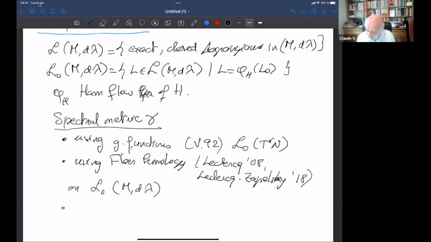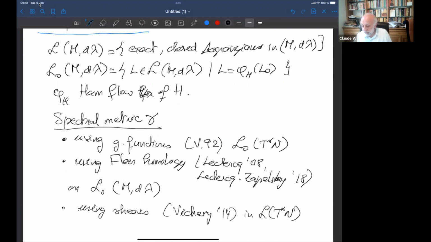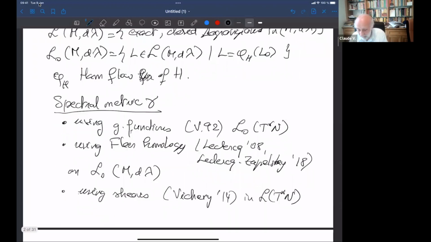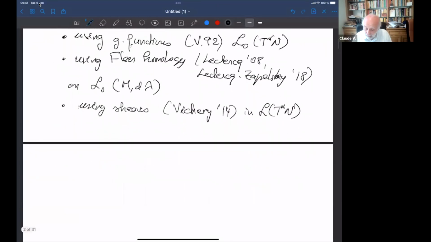And then it was defined using sheaves. This was done by Vichery in 2014, and this works in L of T star N. So you don't need to be isotopic to the zero section here. Okay. And the point is that they are all equal.